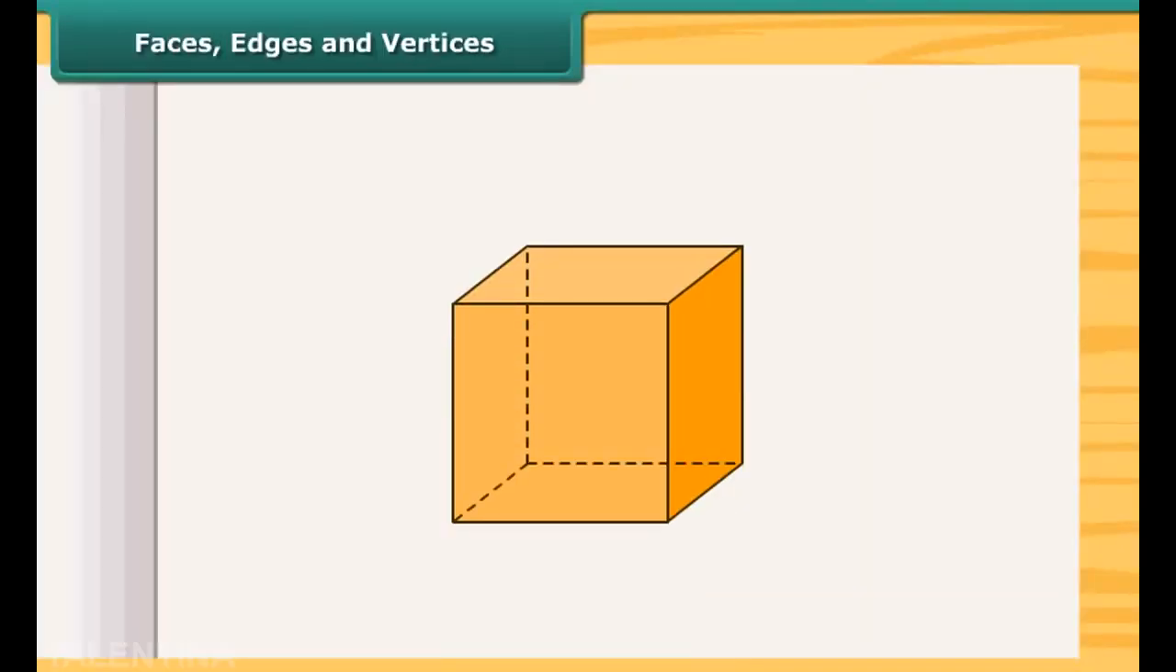Look at this cube. This is the face of a cube. This is the edge of the cube and this is the vertex of the cube. An edge is a line segment where the faces meet. And the vertices are the points where the edges meet.